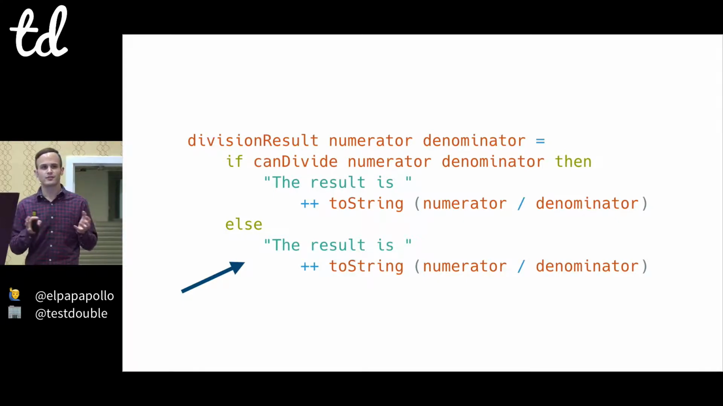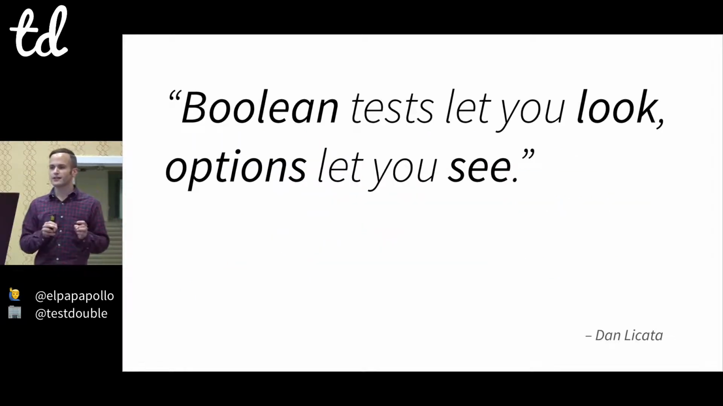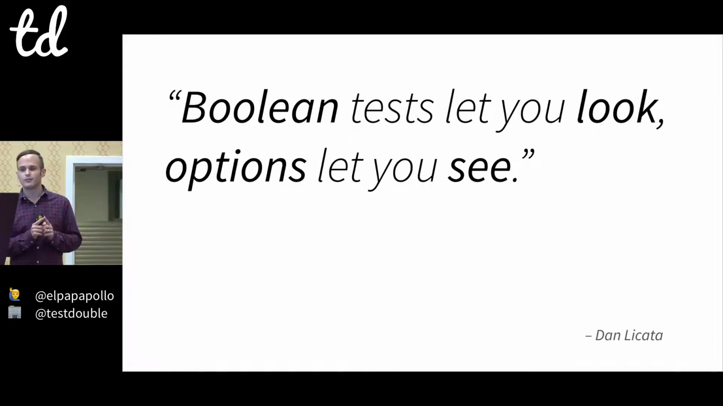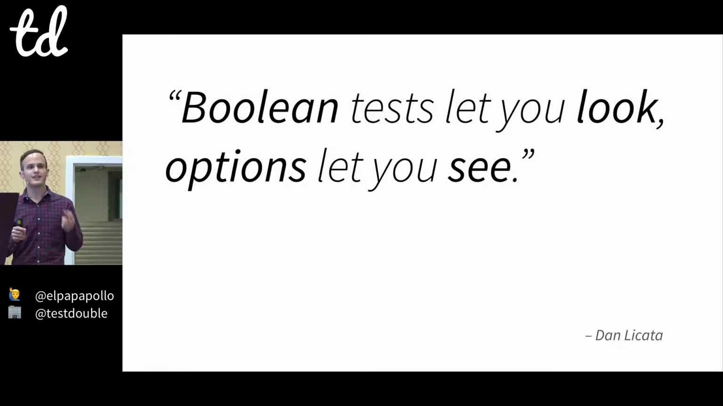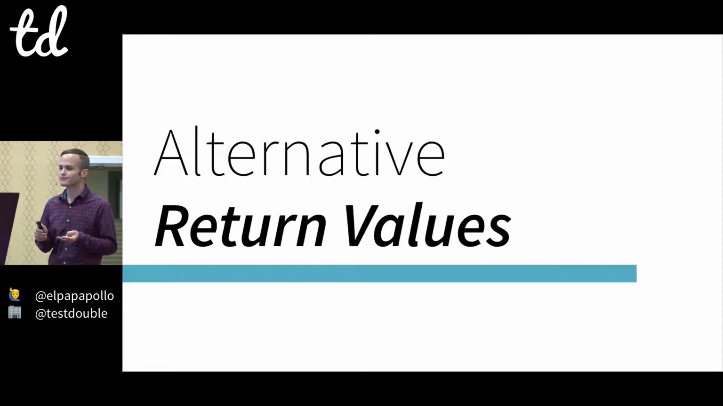How can we approach this problem of Boolean blindness and try to avoid these functions that return Booleans? So Dan Licata also offers this advice. Boolean tests let you look, options let you see. What Dan is saying is that when we branch on a Boolean, we're only testing for a property. We still need to do additional work to get the information we ultimately need. An option lets us perform the test and see what information we ultimately needed in the first place.